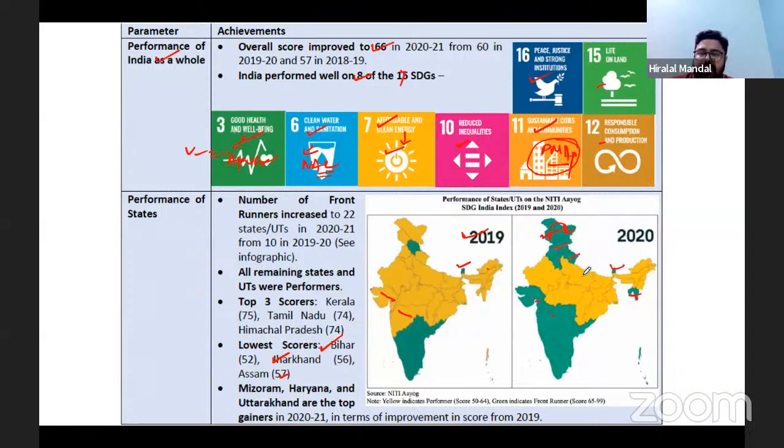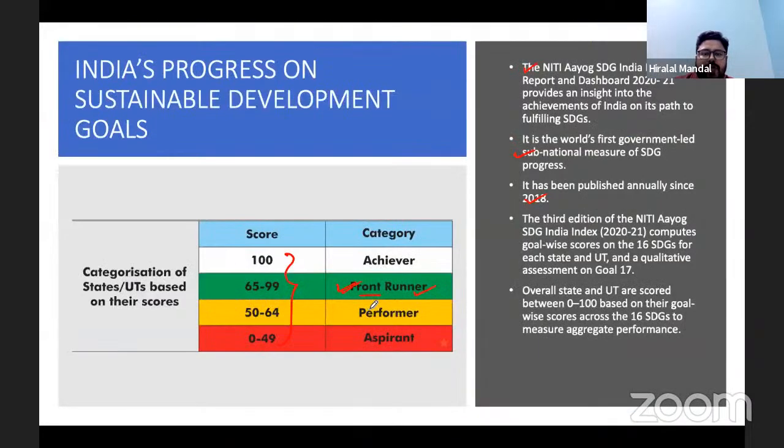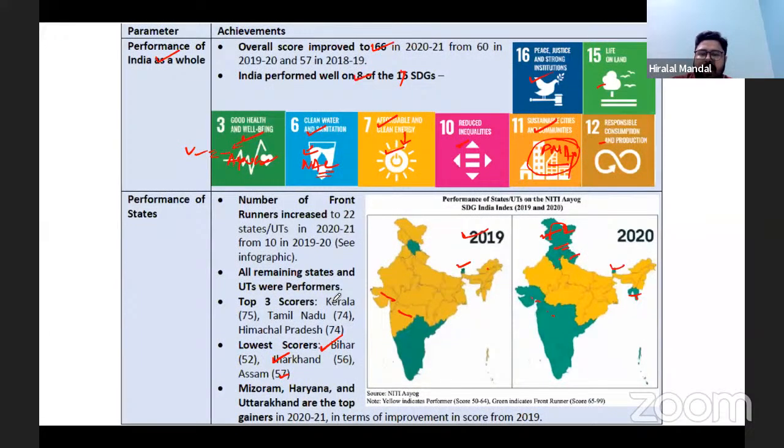Now you can see Uttarakhand also. No, Punjab was not there. It is Himachal Pradesh that was there. Now Punjab, Haryana, and Himachal Pradesh are also performing today. So among the performers, somebody who can be defined in the front runner category, you can see they are the front runner. Kerala is among the front runners. Similarly, Tamil Nadu and Himachal Pradesh. These are the top three performers.